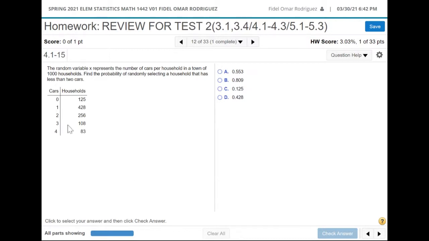One thing I want to mention here is that the problem tells me this is the number of cars per household in a town of 1,000 households. So if I take the numbers 125, 428, 256, 108, and 83 and add them up, it should add up to 1,000. So I'm going to find the probability by taking these numbers and dividing each of them by 1,000, and I'm going to write my answer as a decimal.